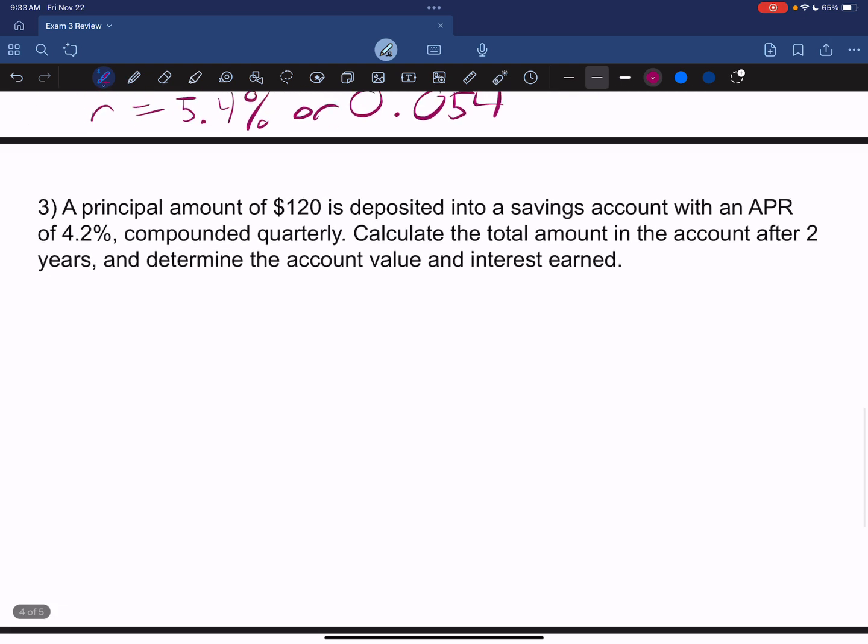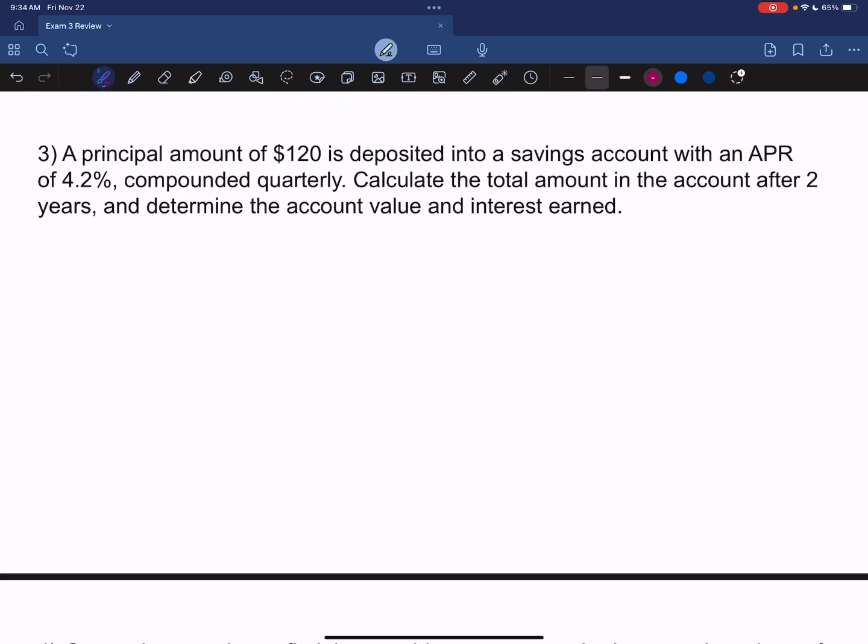Okay. For number 3, we have a principal amount of 120 that's deposited into a savings account that has an APR of 4.2% compounded quarterly. So we want to calculate the total amount in the account after 2 years, and then determine the account value and the interest earned. So this is compound interest, so we will use this formula. Future value is equal to present value times 1 plus r over n raised to the nt.